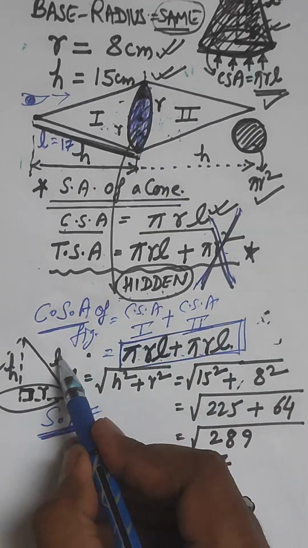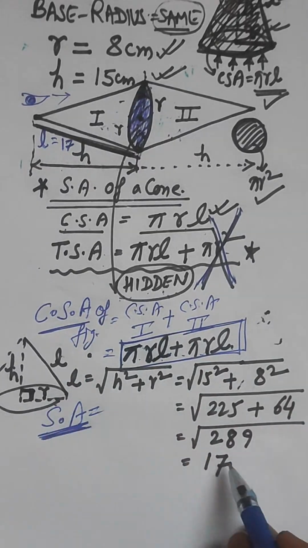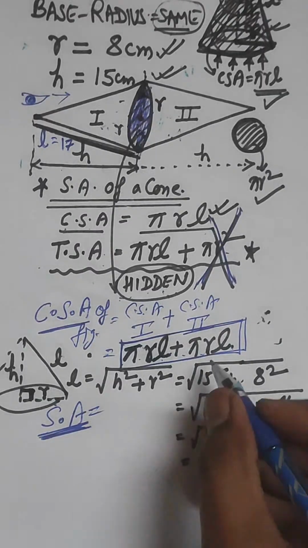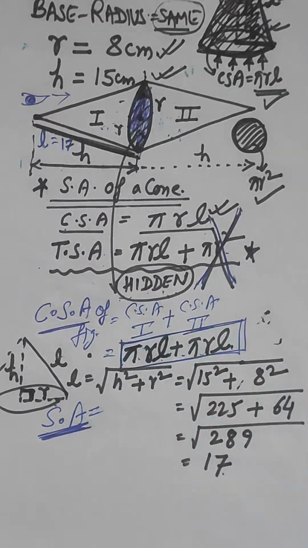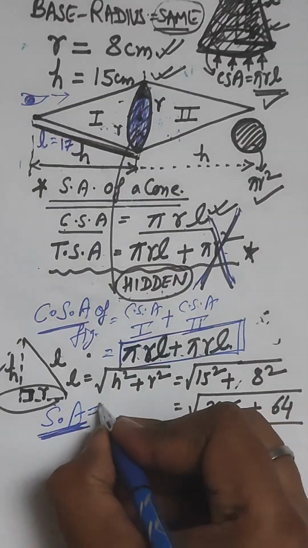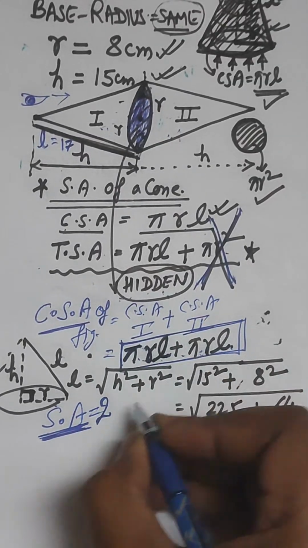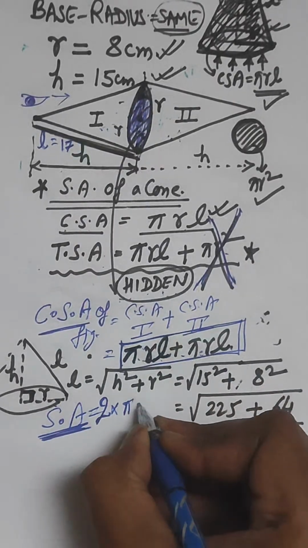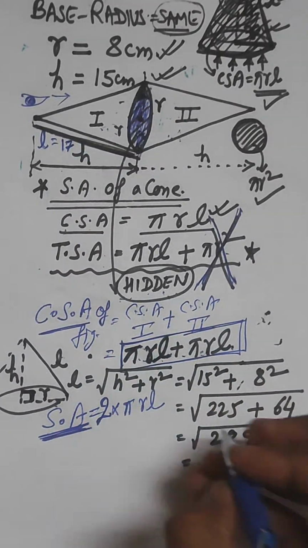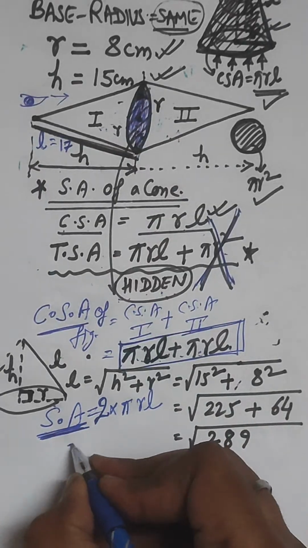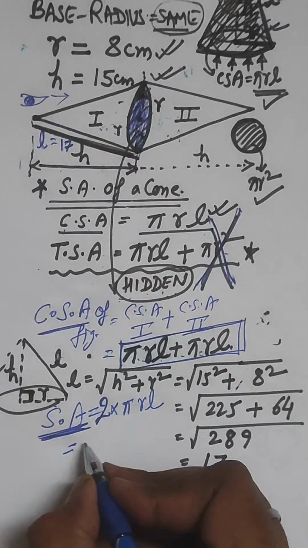L was not known to us, that's why we calculated the value of L, which is 17. And when you add pi RL plus pi RL, this will be giving you 2 pi RL, right? Same thing is repeating two times. So 2 into pi RL is your answer. That is in centimeter square, but it's still not calculated. Just put up the values.